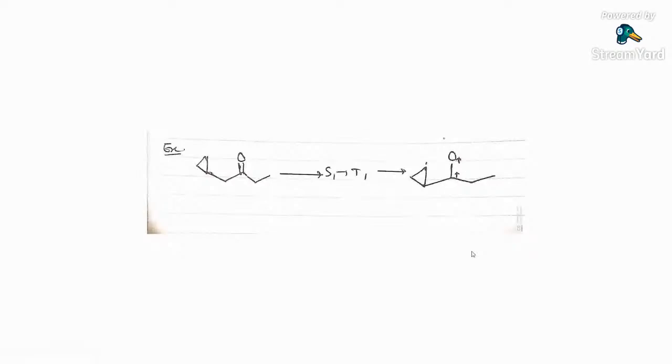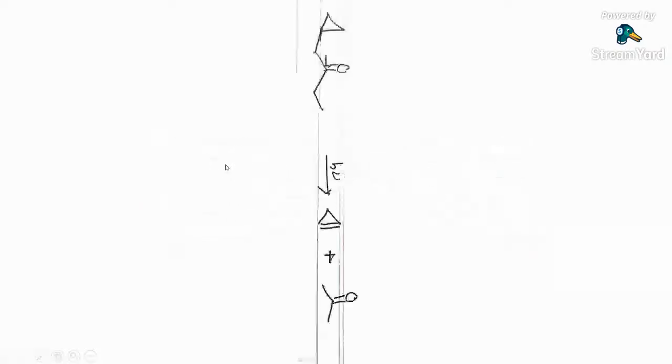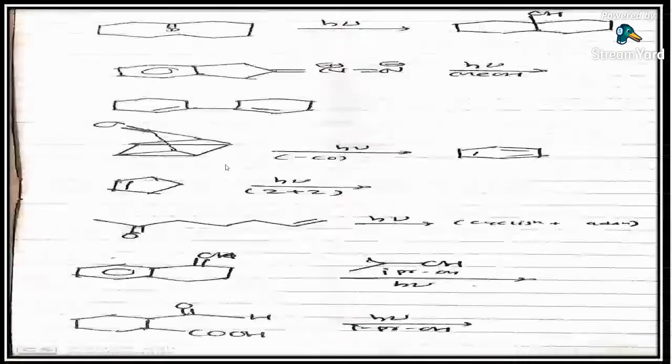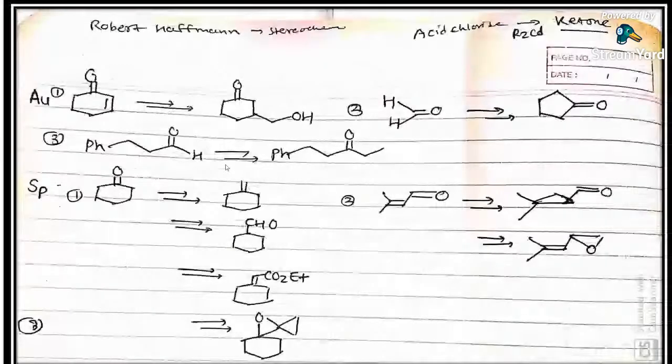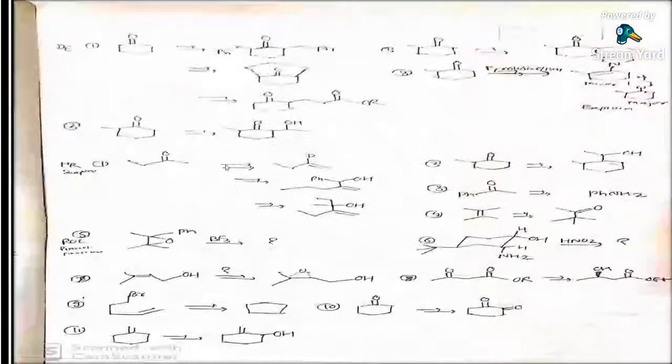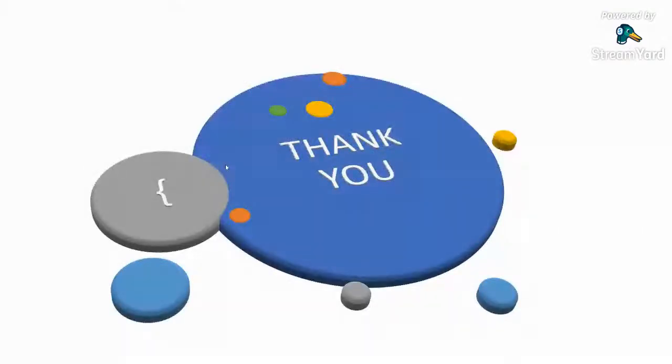The second example, alpha, beta, gamma. Abstract the hydrogen from the gamma position and show the alpha-beta bond cleavage, as a result of which you will get the product as this cyclopropane group and this ketone group. I have written that. So these are the different examples which you can study, which you can practice. So this is all about the lecture. Thank you.